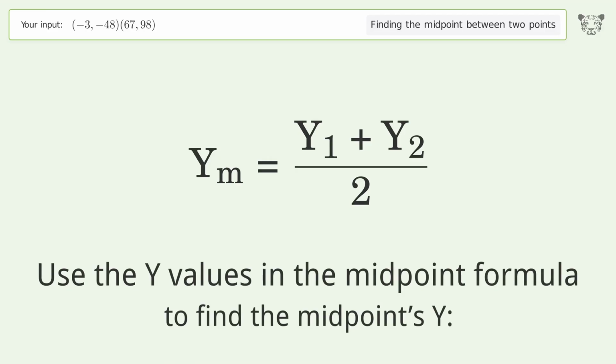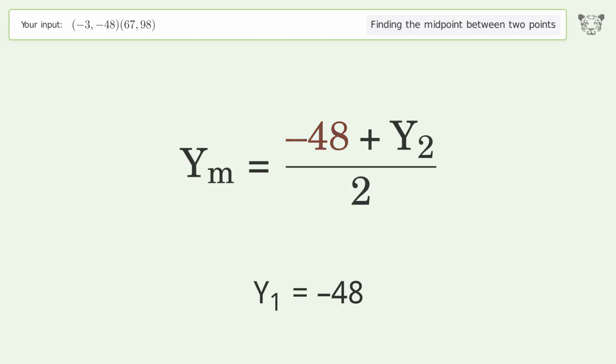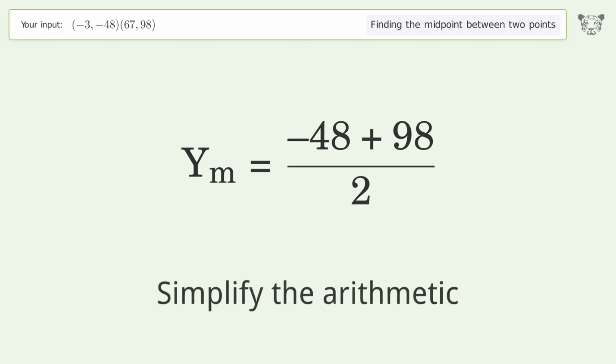Use the y values in the midpoint formula to find the midpoint's y. y1 equals -48. y2 equals 98. Simplify the arithmetic.